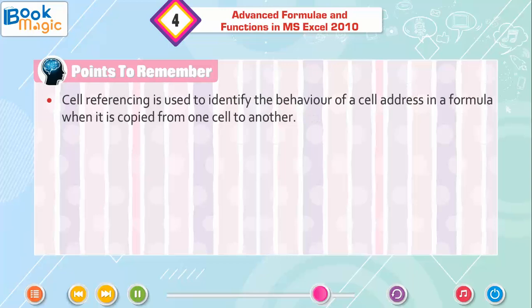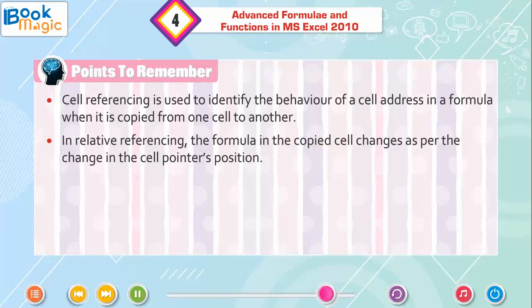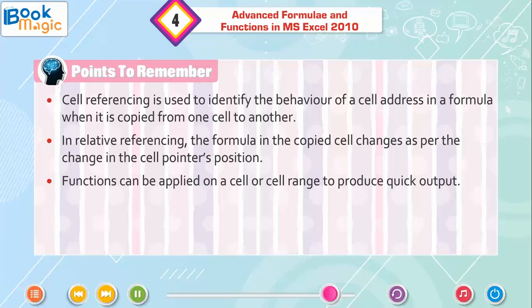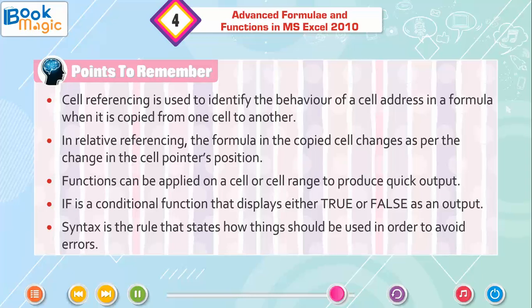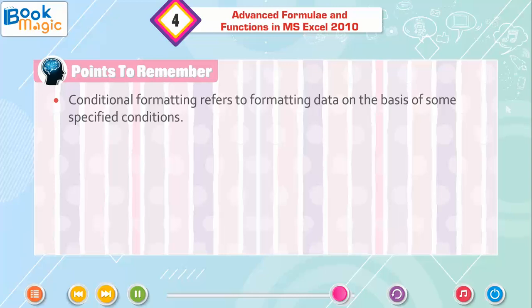Points to remember. Cell referencing is used to identify the behavior of a cell address in a formula when it is copied from one cell to another. In relative referencing, the formula in the copied cell changes as per the change in the cell pointer's position. Functions can be applied on a cell or cell range to produce quick output. IF is a conditional function that displays either true or false as an output. Syntax is the rule that states how things should be used in order to avoid errors.